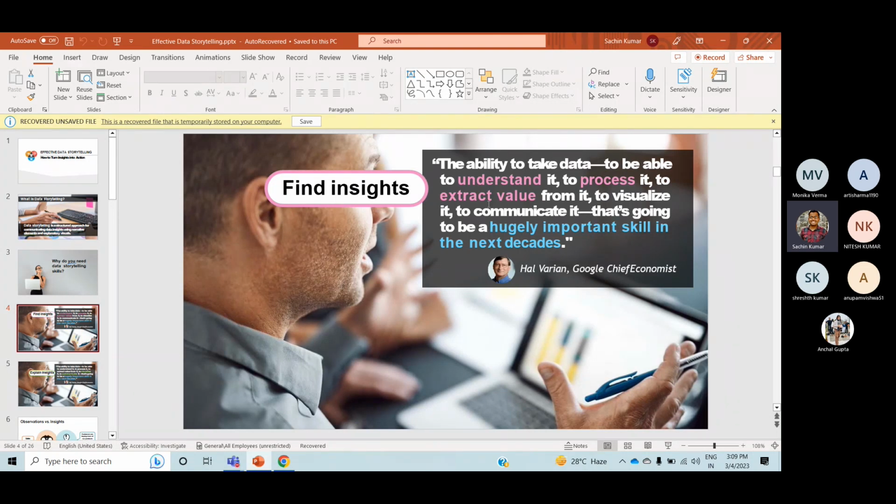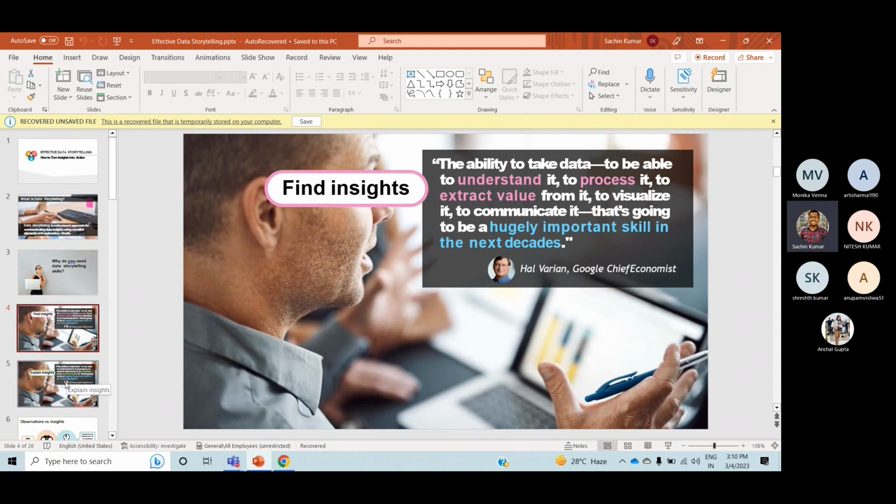The Google chief economist also says this about the topic of data storytelling. So we can't neglect this important topic. Basically, data storytelling is finding insights about the data.